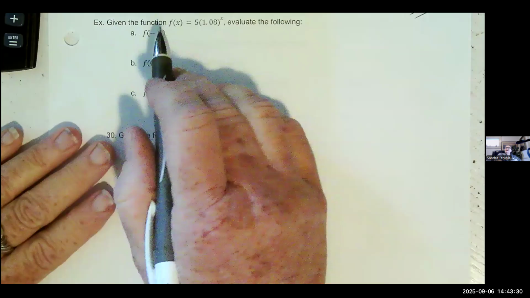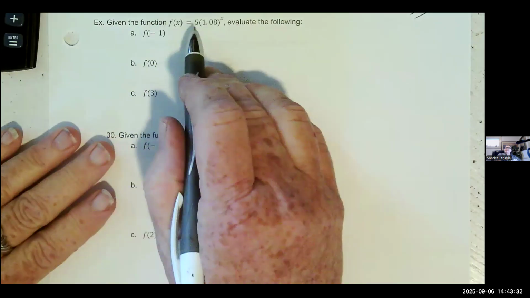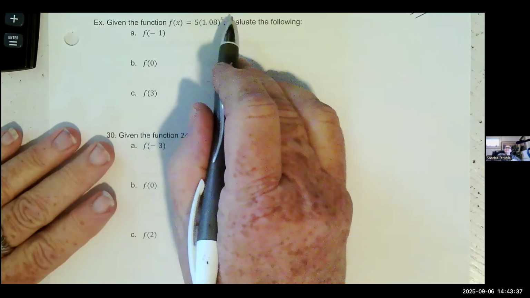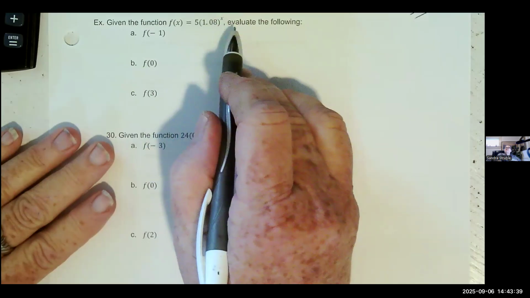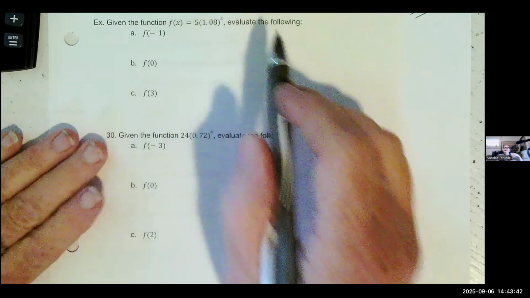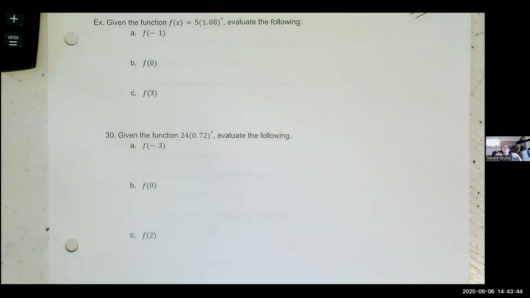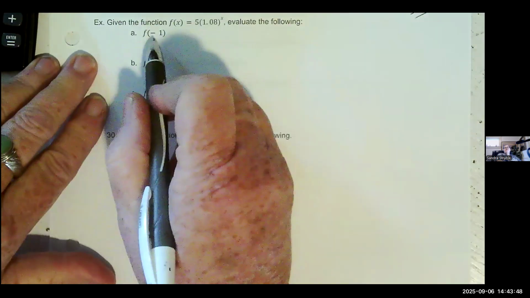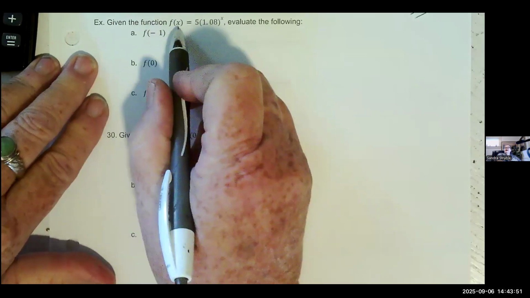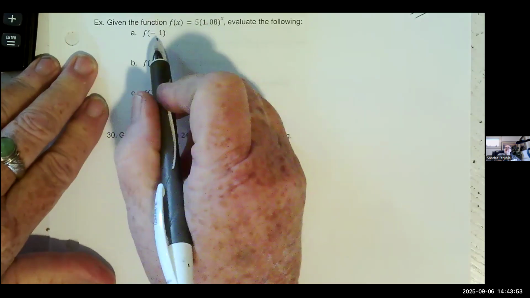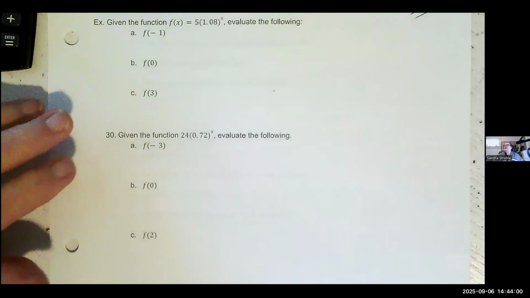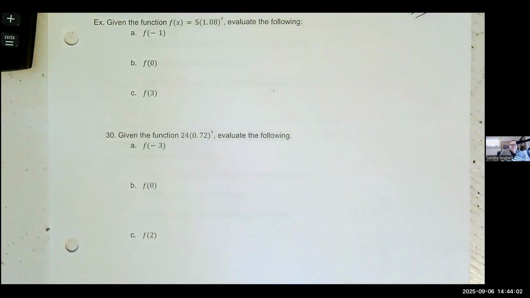Given the function f of x is equal to 5 times 1.08 to the exponent of x, and it wants us to evaluate the following. So we did this with linear functions. And what we do is if this is f of x and this is f of -1, everywhere there was an x, we placed a -1. This is the exact same thing. Instead of putting it multiplied to, however, it's going to be an exponent.